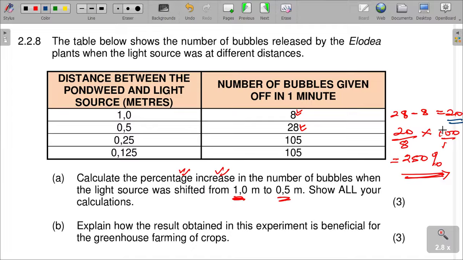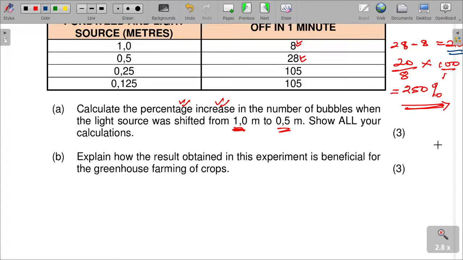Explain how the result obtained in the experiment is beneficial for greenhouse farming of crops. How is it beneficial to greenhouse farming of crops? One, it actually enables farmers to adjust the light to its optimal level when farmers are doing greenhouse.